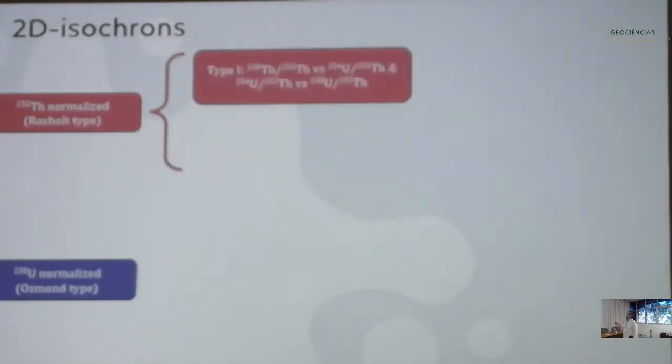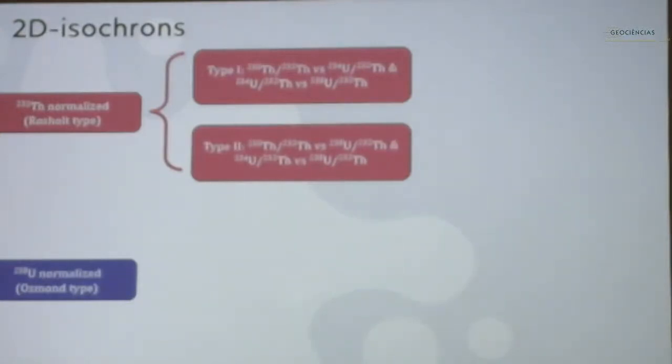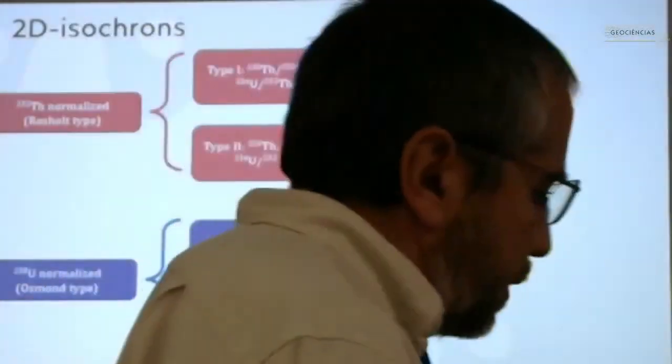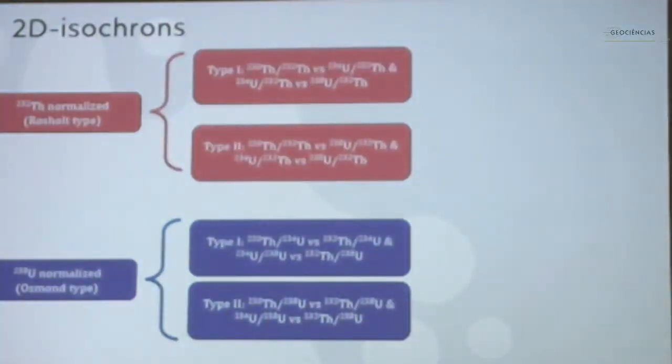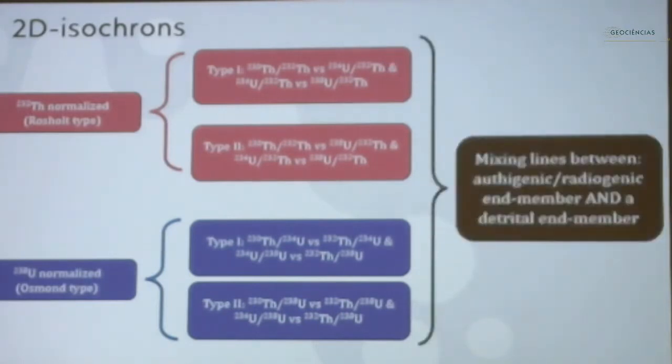Then there are two types of Rosholt, this one and this one, and two types of Osmond. I'm not going to go into much detail on them. All of them are mixing lines, and they just differ in the way we're applying the isotopic composition. But all of them are a mixing line between an authigenic end member and a detrital end member. They are exactly the same principle.